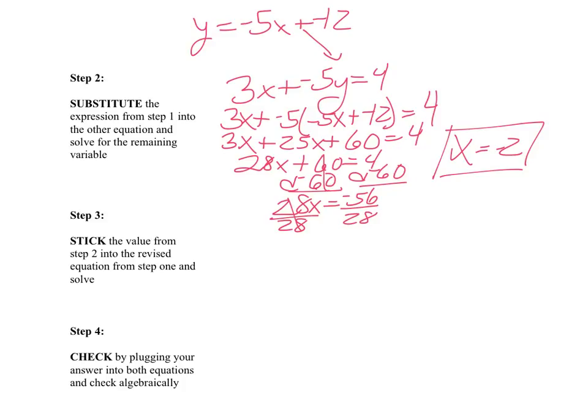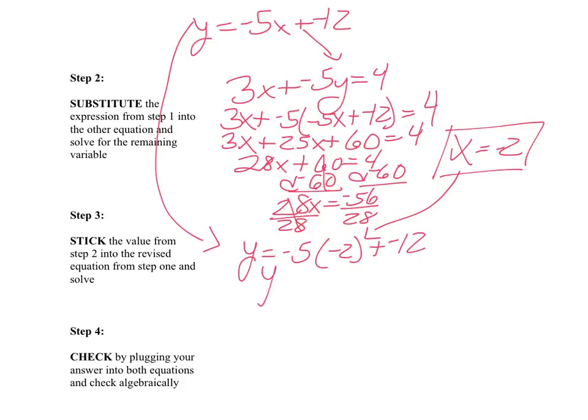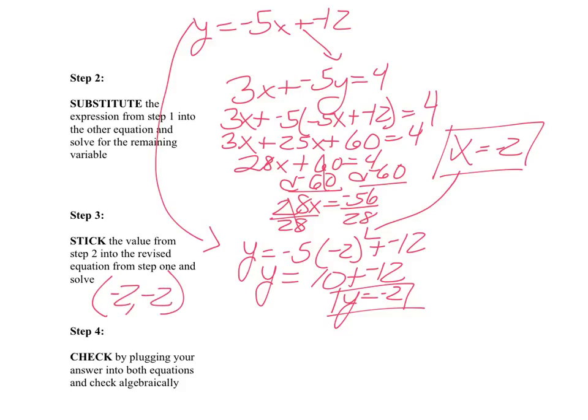Now that I know what x is, I can go for y. I'm taking my problem that I switched around, and I'm taking my answer, and I'm putting them together. So y equals negative 5 times negative 2 plus negative 12. Y equals 10 plus negative 12. Y equals negative 2. Final answer, write as an ordered pair, negative 2, negative 2.